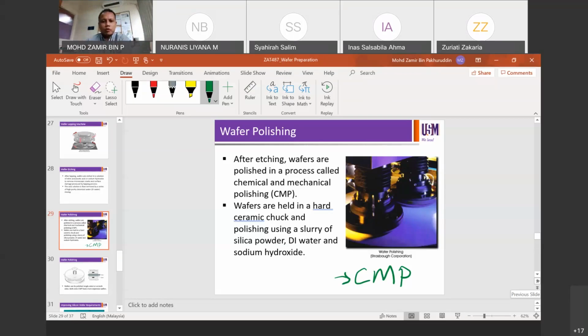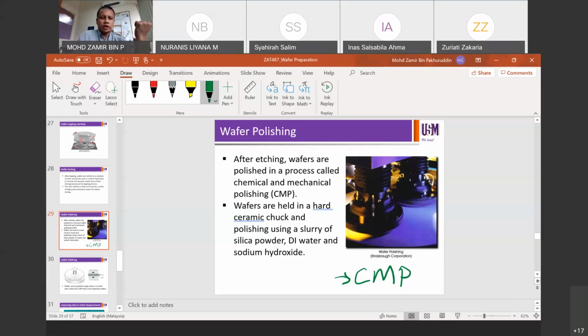So after the etching process, wafers are polished in a process called CMP. It involves chemical and mechanical polishing. Wafers are held in a hard ceramic chuck, so there'll be a chuck handling the wafers, and then a polishing slurry will be used. Slurry is like the grains that we use to do the cleaning. Its effect is like sandpaper, if you like.